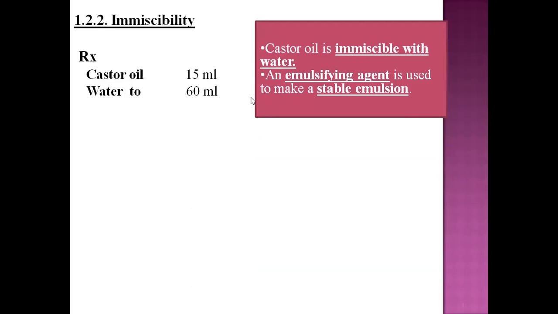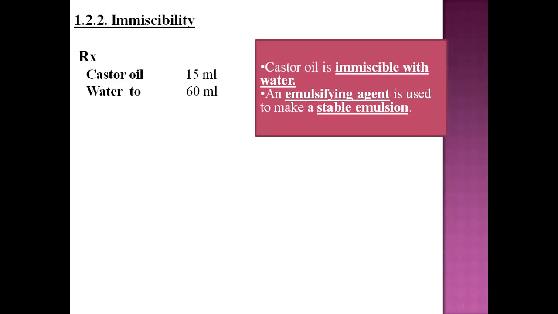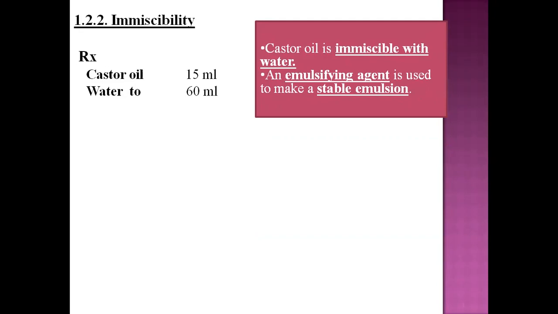Okay, so it's clear that oil and water are completely immiscible and they cannot be dispensed as one phase. To overcome this problem, you will have to make an emulsion. An emulsion requires an oil phase, an aqueous phase, and emulsifying agents. So you as a pharmacist will decide to add an emulsifying agent to the castor oil and water, and then you will form a stable emulsion.